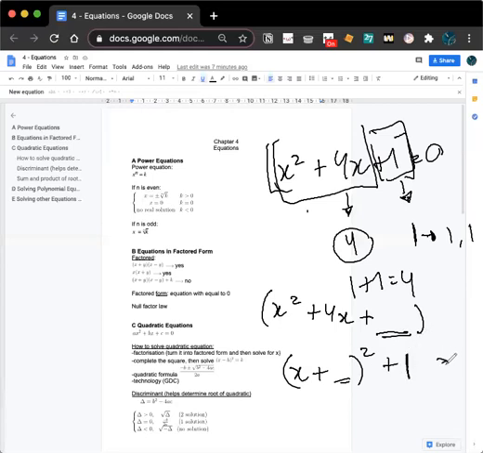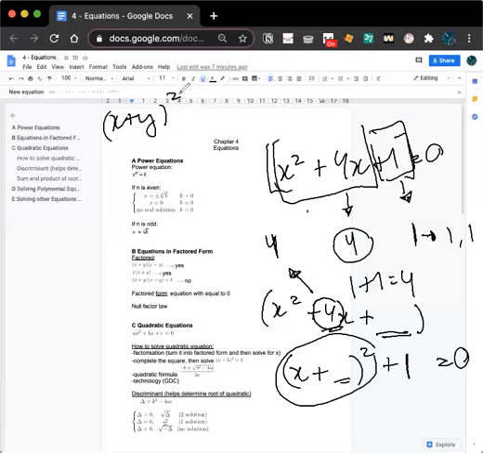So your goal here is to try to make a square. And how you do that is by looking at this value. This value is 4, right? How you get the middle part is, if you have something like, let's say, x plus y times x plus y, you're going to have x squared plus 2xy plus y squared.